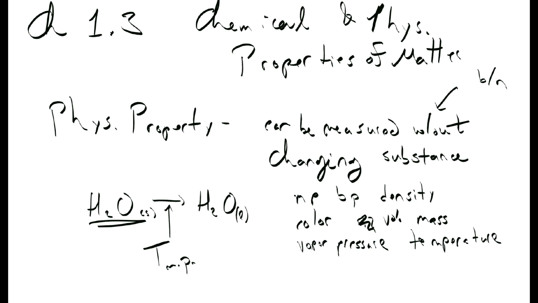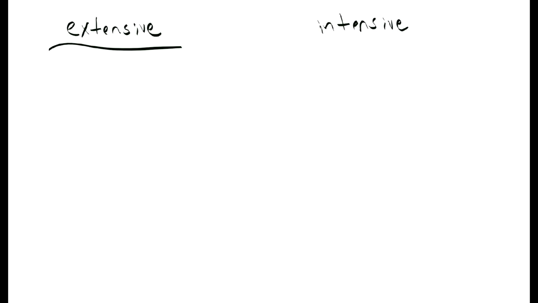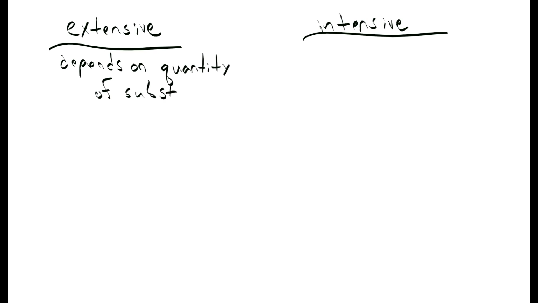Okay, so let's keep going with physical properties before we get into chemical properties. They can be divided into two kinds. There are extensive and intensive physical properties. Okay. So this is a distinction that can sometimes be a little bit confusing. An extensive property depends on quantity of substance. Okay. So it depends on how much of the thing you have.